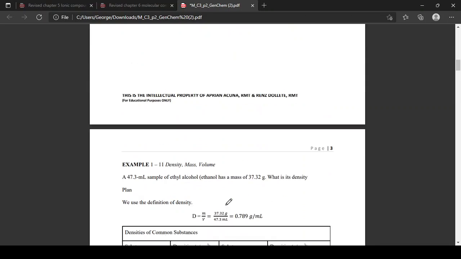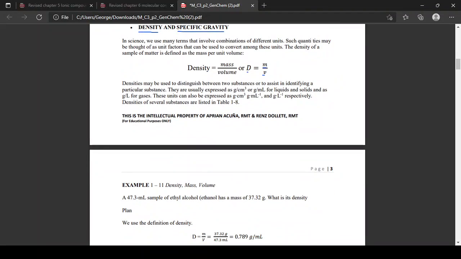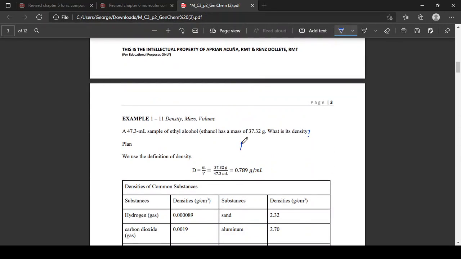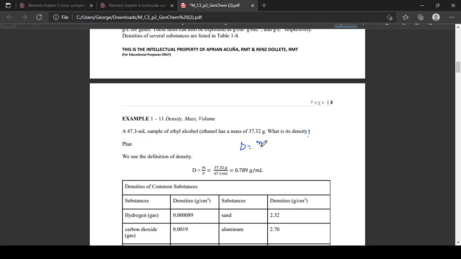Next, you have your example. Density, mass, and volume. A 47.3 mL sample of ethyl alcohol or ethanol has a mass of 37.32 grams. What is its density? Kids, what is the formula we need for density? Your density is simply your mass over volume.